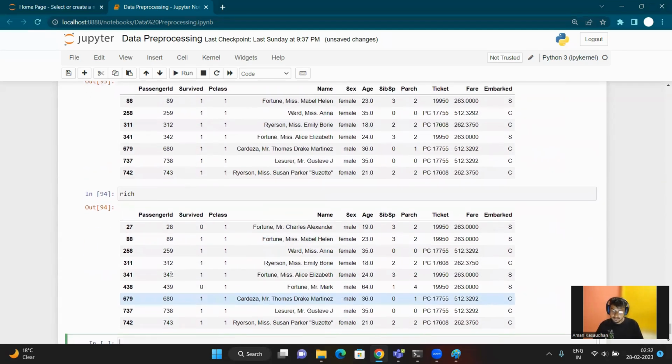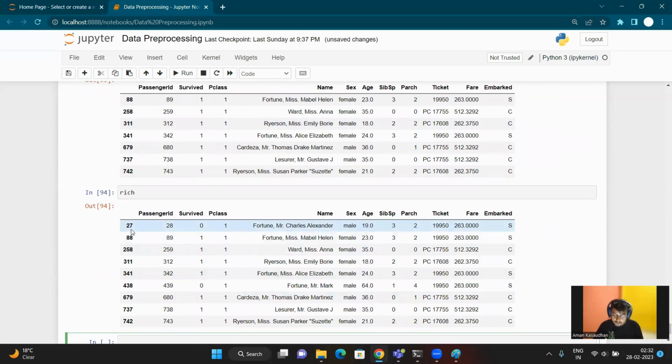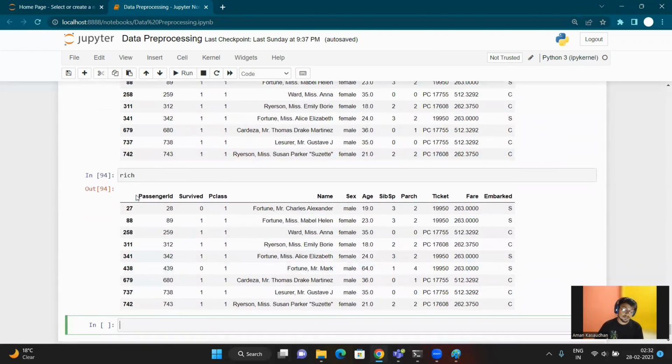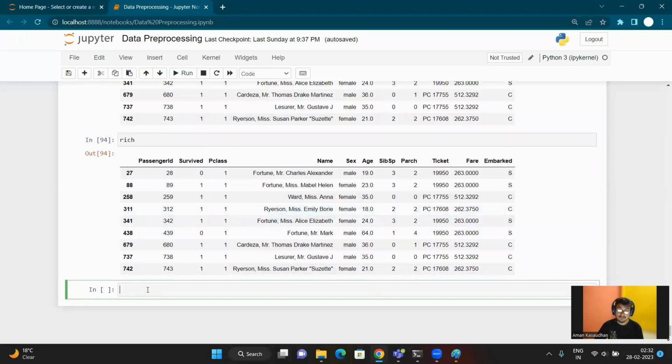Let's see how many rows we have here. Either we can just count it, but let's count it manually. We have the data 2, 4, 6, 8, 9. In total there are 9 people, in which 2, 4, 6, 7. Out of 9 people, 7 people survived in the rich category.